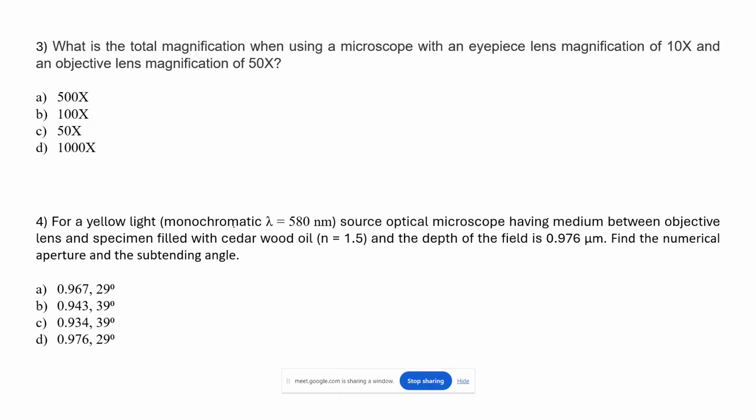So for a yellow light, monochromatic, where we have the wavelength of 580 nanometer source, and the optical microscope between the objective lens and the specimen region is filled with this oil, which has the n of 1.5, and the depth of field as 0.976 micrometer. So we need to find the numerical aperture and the subtending angle. Can anybody tell me how we need to do this question? Has anybody tried this assignment?